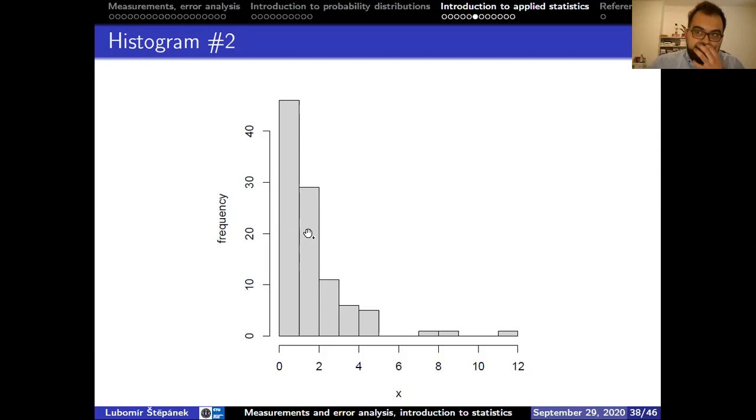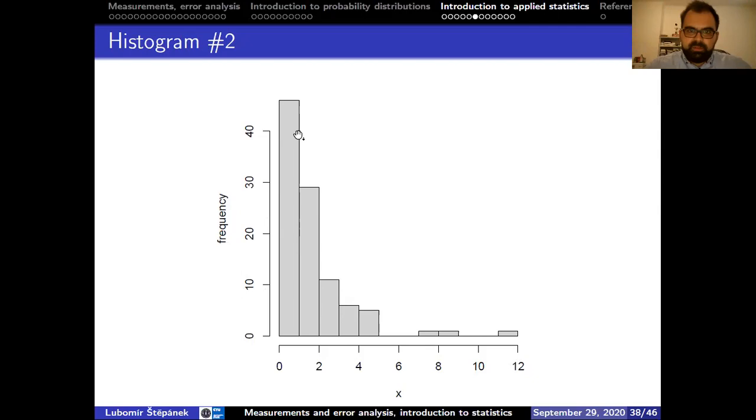So in this case, I don't think that the data of my quantity X follow the normal distribution. Sometimes this kind of data are called right skewed, because they are just skewed in this way, right skewed. They are skewed from the left to the right.